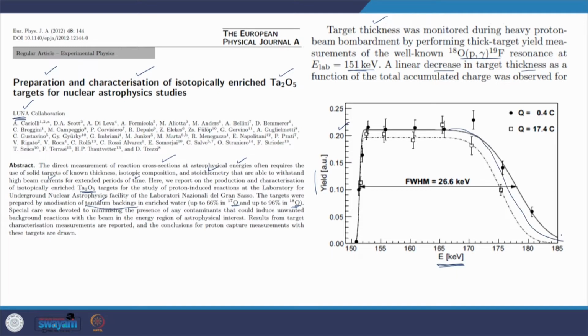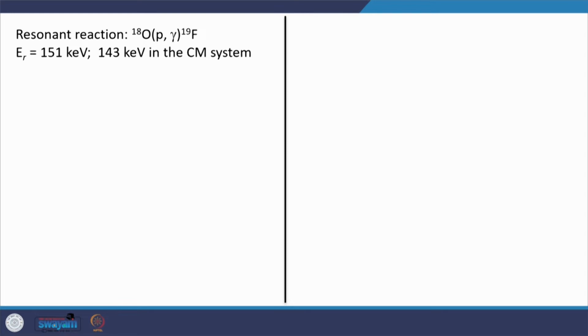Why is it happening so? The decrease in the yield of a nuclear reaction shows that the target thickness is changing. So, you have to see after which laboratory energy the thickness is undergoing a change. And here the yield, as I said, is the yield of the gamma rays emitted when the proton interacts with oxygen 18, and the lab energy at this particular point is 151 keV. So, this is one method which shows how to monitor the target thickness, all right.